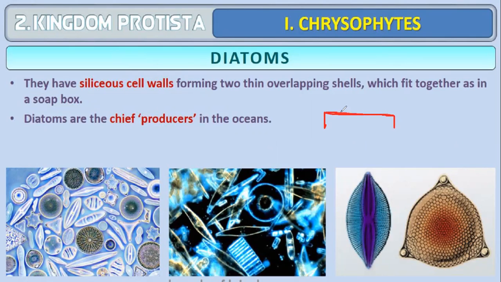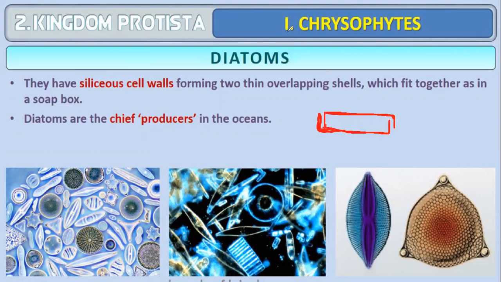Suppose this is to be the one shell, and suppose this is to be the other one. They are like a soap box, two thin overlapping shells fitted together.